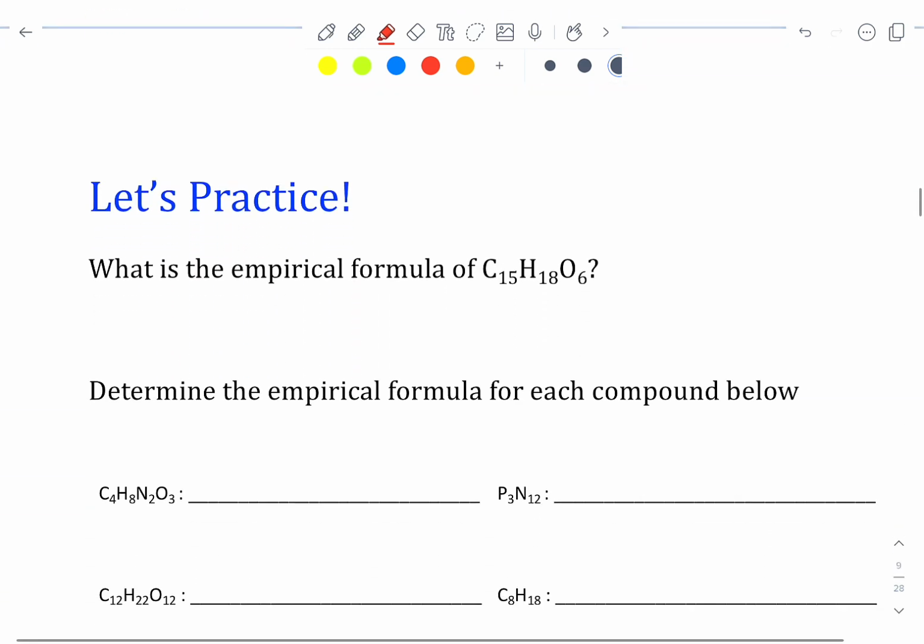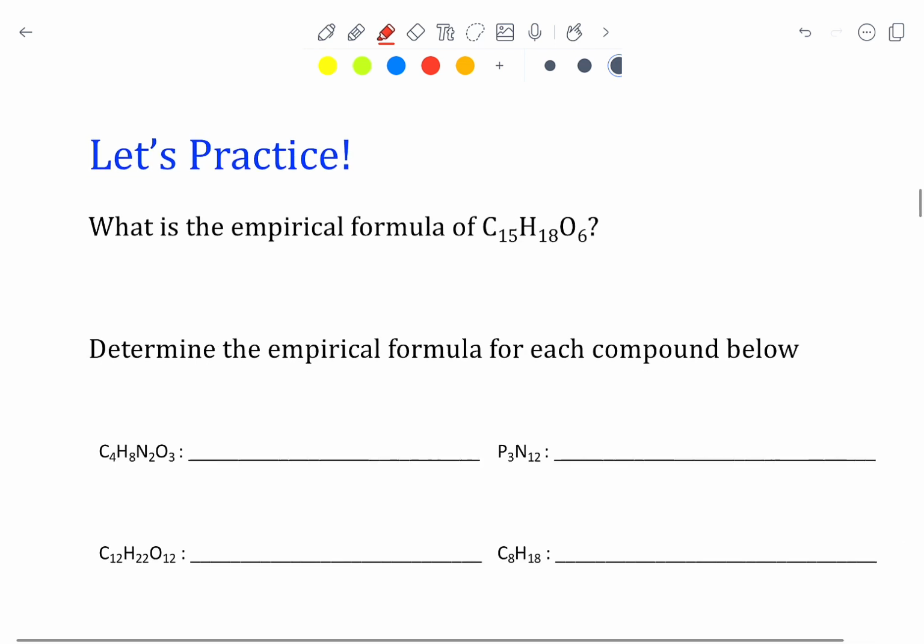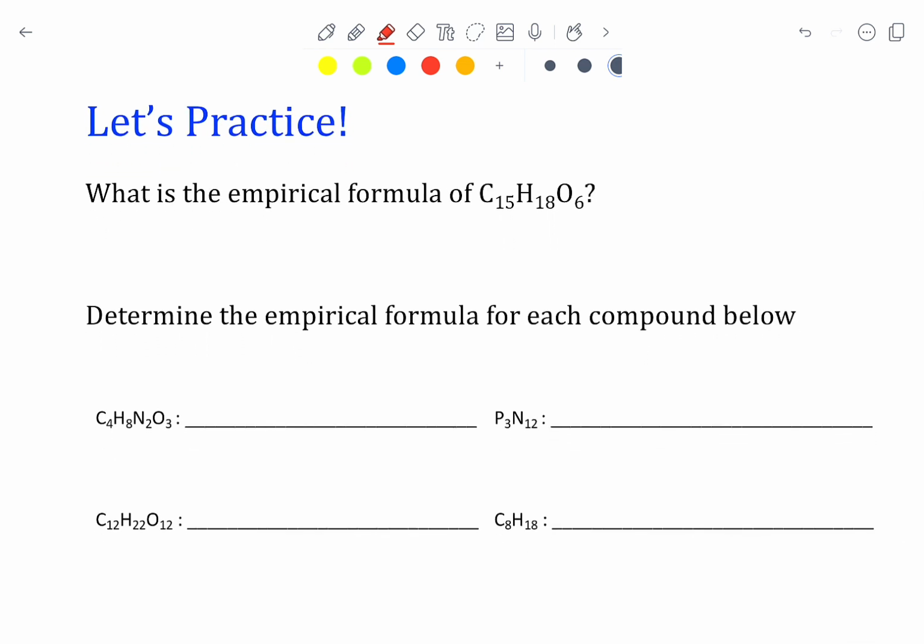But what I want to do is start to practice with these empirical formulas. Let's start simplifying some of these chemical formulas. So here we have the question, what is the empirical formula of C15H18O6? So what we have to do is determine if that can be simplified further by looking for the least common denominator between all 3 of these subscripts. So take a second and think of what number you can use to divide all 3 of those numbers by. It has to be the same number. What you do to one, you have to do to all of them. Okay? Think of what number you would use to divide those and simplify this formula.